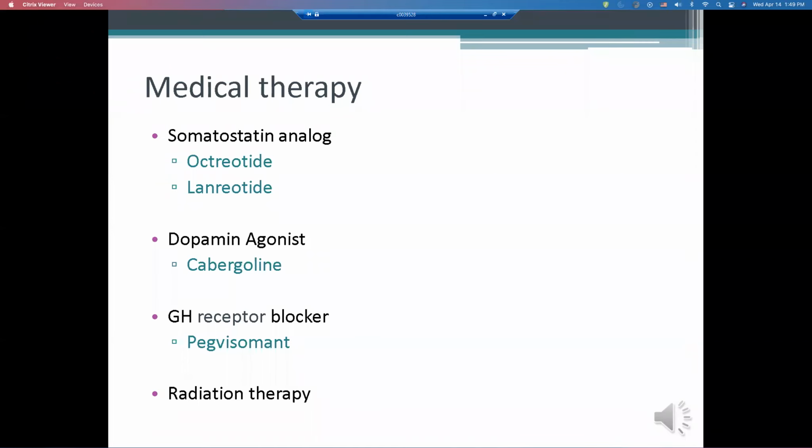So my goal as an endocrinologist is to have the patient cured from the first surgery. If that was not possible, I want them to be controlled by any of the medications listed in front of you. If I fail to control them, even using several medication combinations, I may revert to radiation therapy.